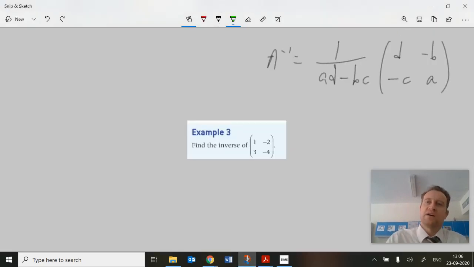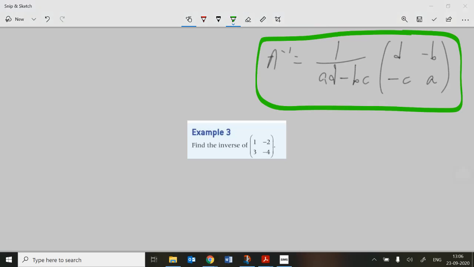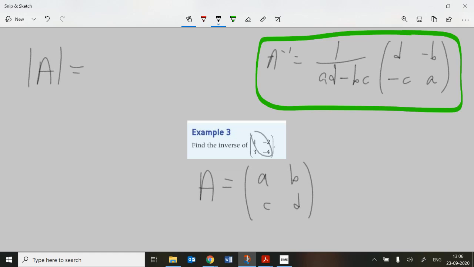This first one can be done purely by going to the formula booklet and getting out this formula here. So this is the determinant, and we can work that one out first. The determinant is equal to AD. Let's set up A, the original one, A, B, C, D. So AD is these two things times together, which gives -4, and then minus BC, so minus these two times together, which gives minus 6. So that's going to give us plus 6 there, so that's 2.